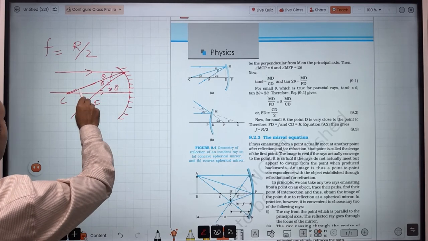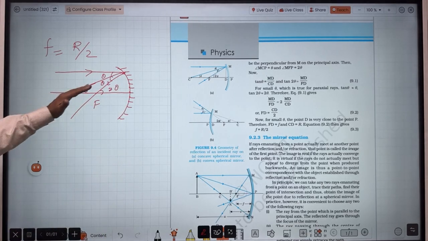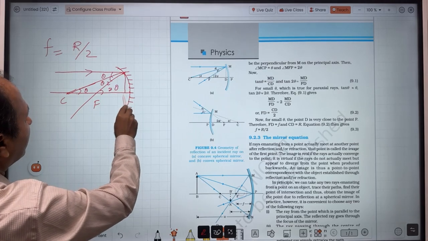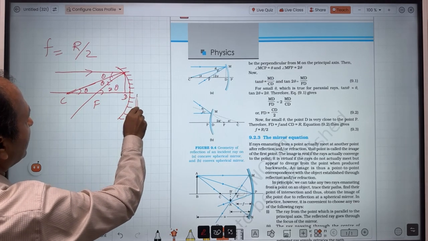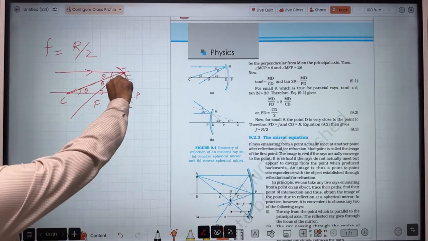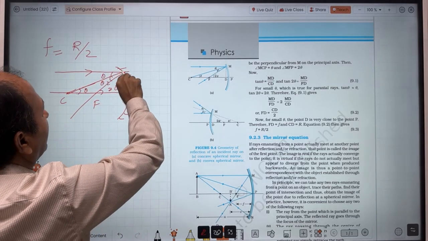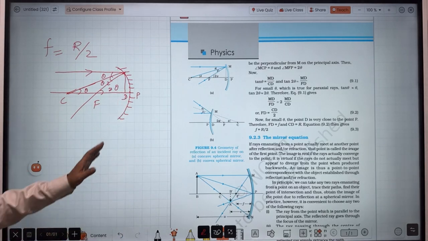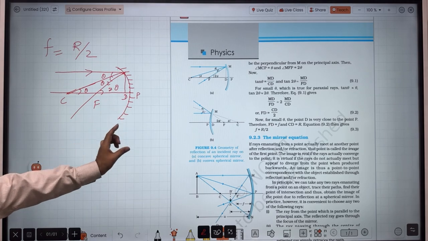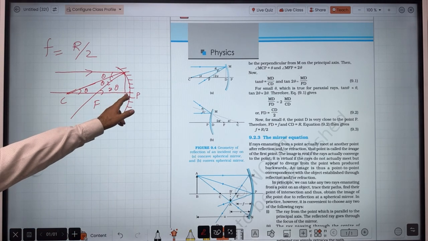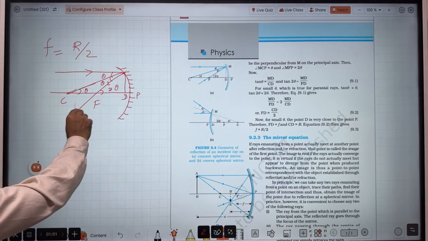So here this angle will be 2 theta. This angle will also be theta, right? It's obvious from the diagram. Now here we draw a perpendicular from this point. Say this is D, and this point is P. We will assume that this curvature of the mirror is small, meaning we say that the aperture is small. In that case, D and P will be assumed to be very close, right? So distances measured from D will be assumed to be measured from P.